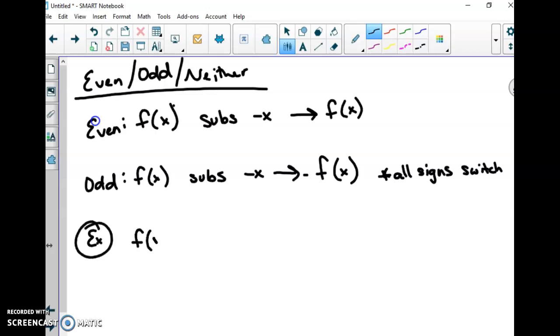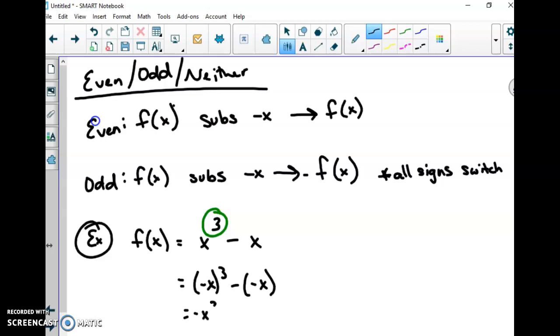So let's say for instance, I have f of x equals x cubed minus x. When I look at this, I personally always think, okay, it's probably going to be odd because my highest degree is a 3, but let's see what happens. So if I plug negative x into here, whenever I cube a negative number, it results in a negative. So I'm going to have negative x cubed here. I have a negative there, double negative, so it's going to be a positive. All of my signs switched from the original, so this is odd.